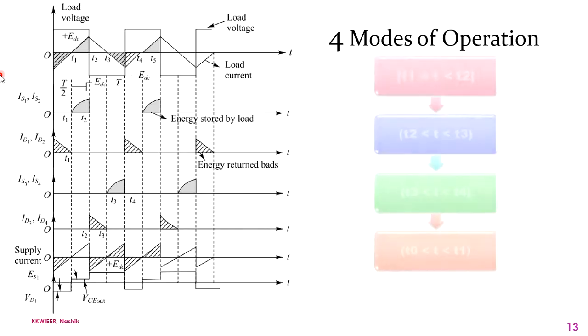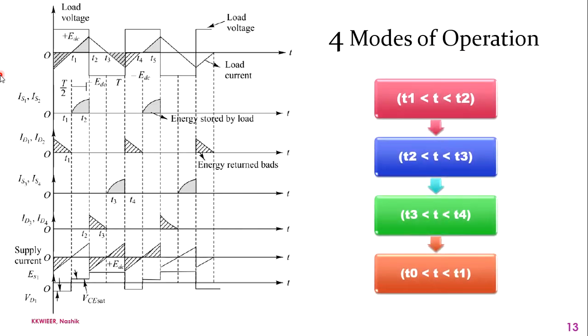We will see one by one. So these are the 4 modes of operation. The first one is T1 to T2, the second one is T2 to T3, the third one is T3 to T4, and the last one is either T4 to T5 or T0 to T1. So it operates in the 4 modes, and these 4 modes will repeat in each cycle.